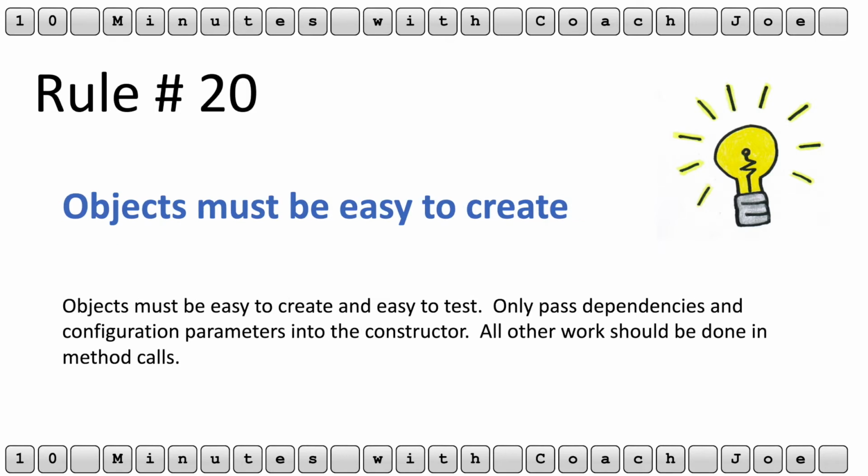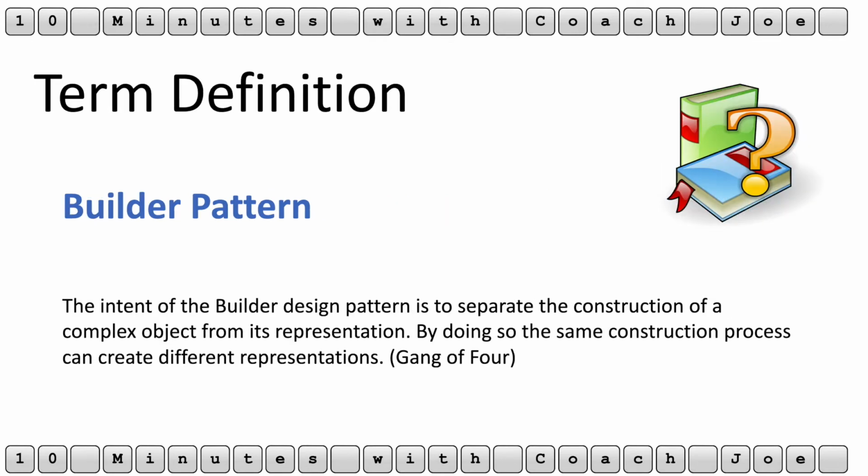I have one more rule to consider. Coach Joe rule number 20 states that objects must be easy to create. With many parameters and possibly many constructors, this object is getting a little complicated to create. Fortunately, there is the builder pattern. The idea is to separate the construction of the object from its representation.